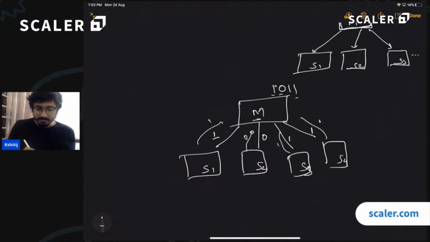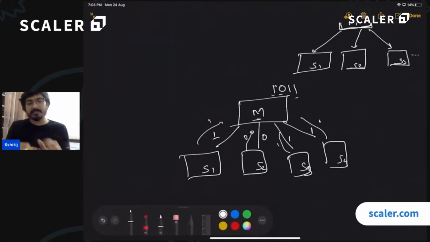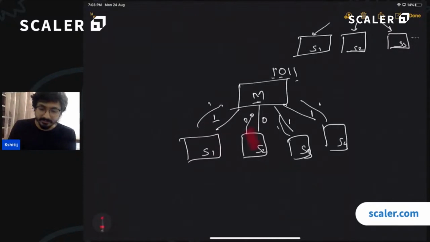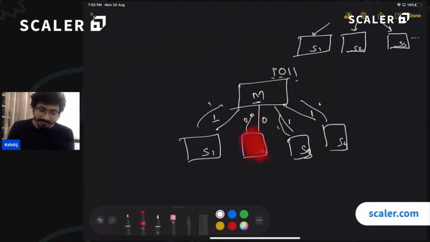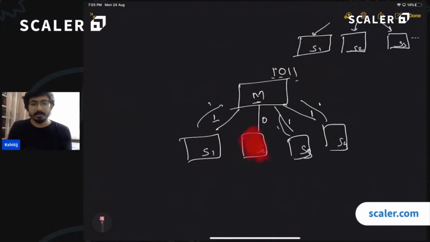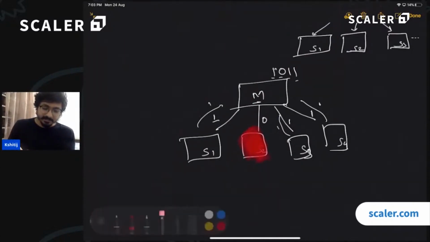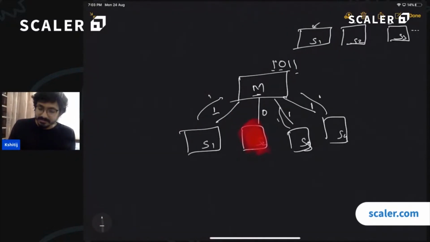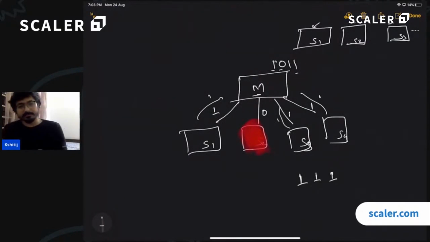Now, the problem here is some of the slaves are faulty. Some of the slaves are not working properly. So let us assume that S2 is a faulty slave. In that case, S2 will not be able to return this bit. S2 is not getting the instructions to return, so it will not return anything. So if S2 is faulty, when the master asks for the string, it will only be getting 1 1 1 because 0 is gone now.